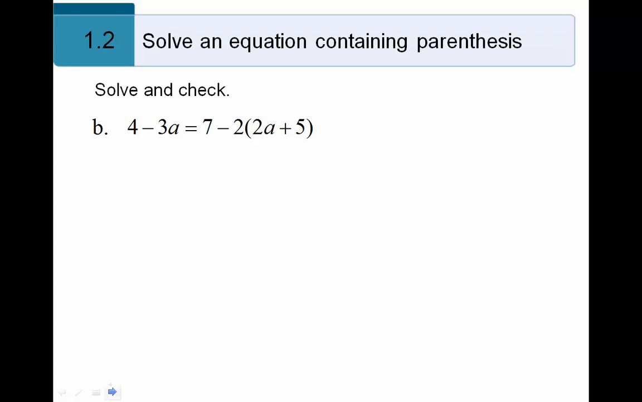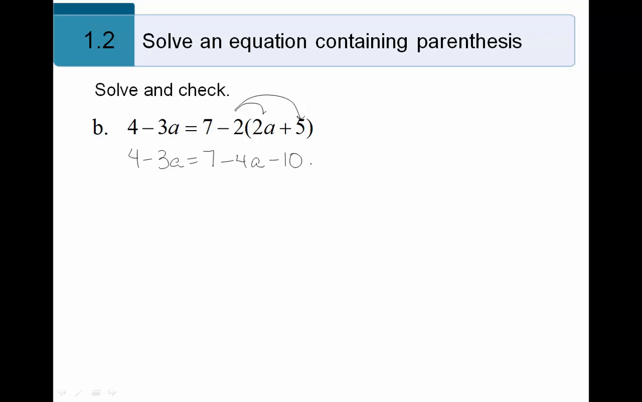Let's move on to equation B. Once again, we have a grouping symbol, so we'll begin with step 1. Step 1, remember, is to remove grouping symbols and combine like terms. I'm simply going to recopy the left-hand side of the equation, and then we'll begin by distributing the negative 2 into that parentheses. Negative 2 times positive 2a is negative 4a, and negative 2 times positive 5 is negative 10.